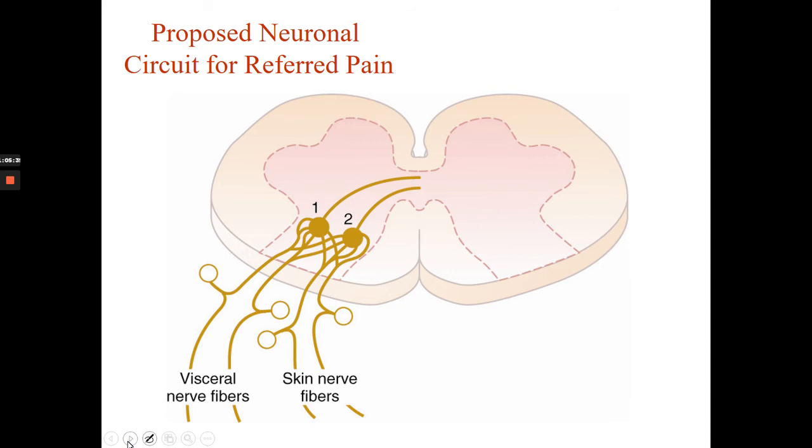Now, what about visceral pain? Pain from the viscera, from visceral organs, usually is not felt as if it's coming from that area, because there is no representation of our viscera in the cerebral cortex. So when there is stimulation, the cerebral cortex feels the pain as if it is coming from a somatic area.